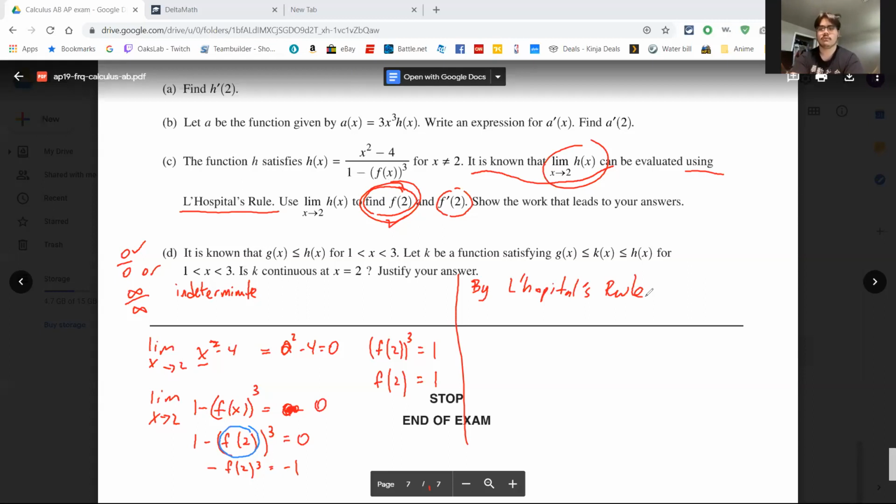I know this is true. The limit as x approaches 2 of x squared minus 4 over 1 minus f of x cubed will be the same thing as the limit as x approaches 2. And who remembers L'Hopital's rule? What can I do? If it's 0 over 0, I can do something with this limit. Does anybody remember from the review that you guys did? Quite a few of you got 100 on that.